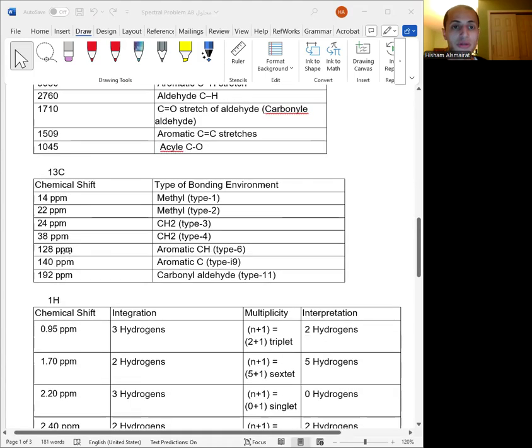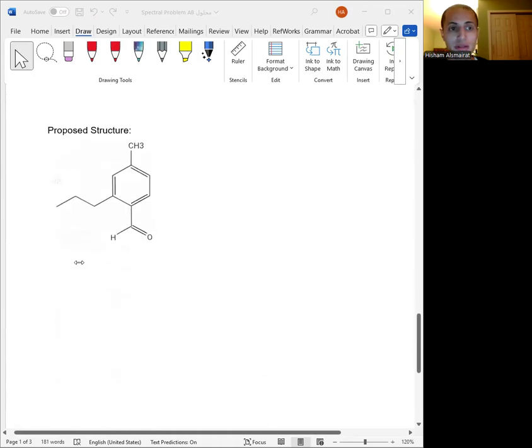So lastly, we go to the structure. This is the structure from the DU and IR tables. We know we have an aromatic aldehyde. The 13C table shows an aldehyde CO double bond, 192 ppm, aromatic carbons, 140, 128, propyl carbons, 38, 24, 14, and an aromatic methyl, 22.